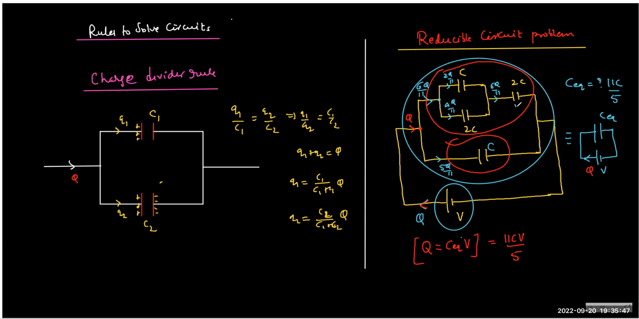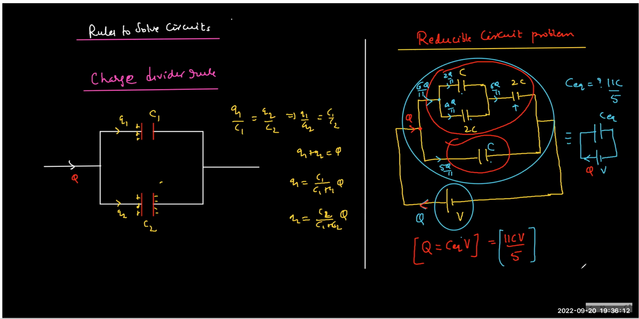So what is the charge here? 6Q/11 here, 4Q/11 here, 2Q/11 here, 5Q/11, and you also know Q separately. If you want to find the net charge, you can just multiply with the Q value and you're done. Understood?